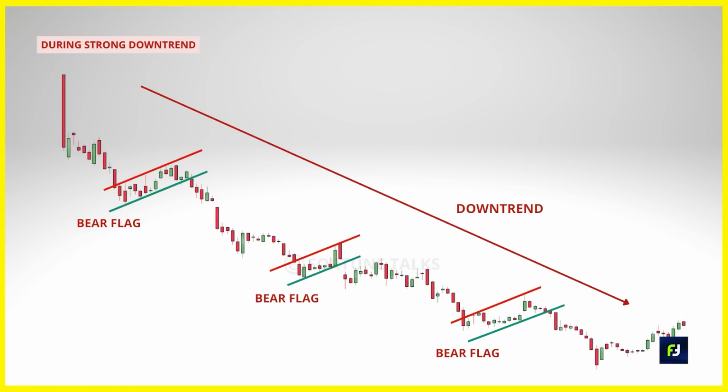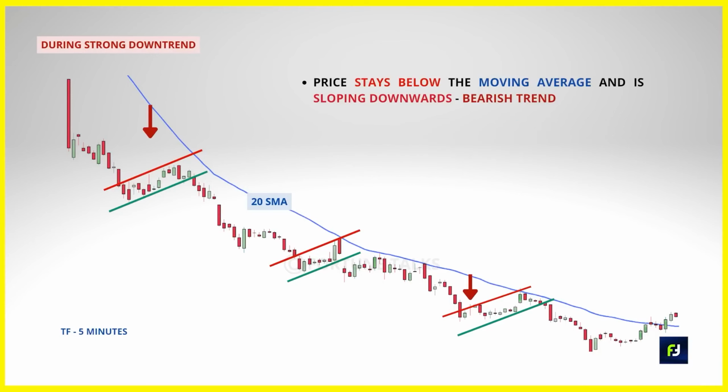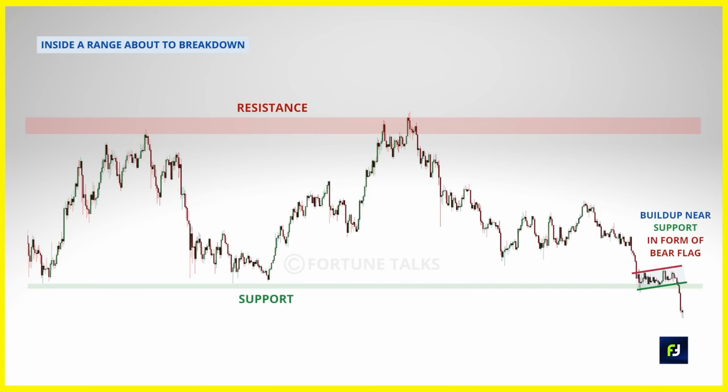As we have discussed earlier, we can identify the market trend using moving averages. Now the selection of moving averages will depend upon the trade duration or your trading style. For example, the 20 moving average is good enough to determine the short-term trend. The 50 moving average is suitable to identify the medium-term trend, and the 200 moving average can gauge the long-term market trend. But the most important thing is to make sure that the price stays below the moving average and is sloping downwards.